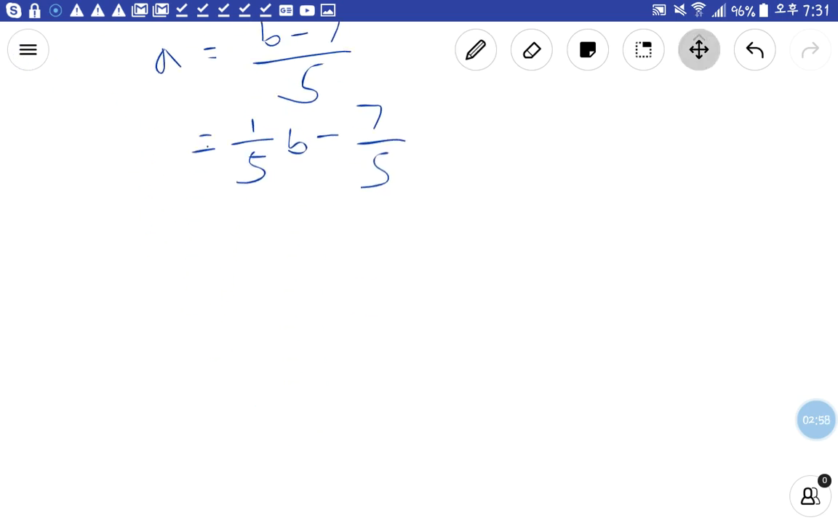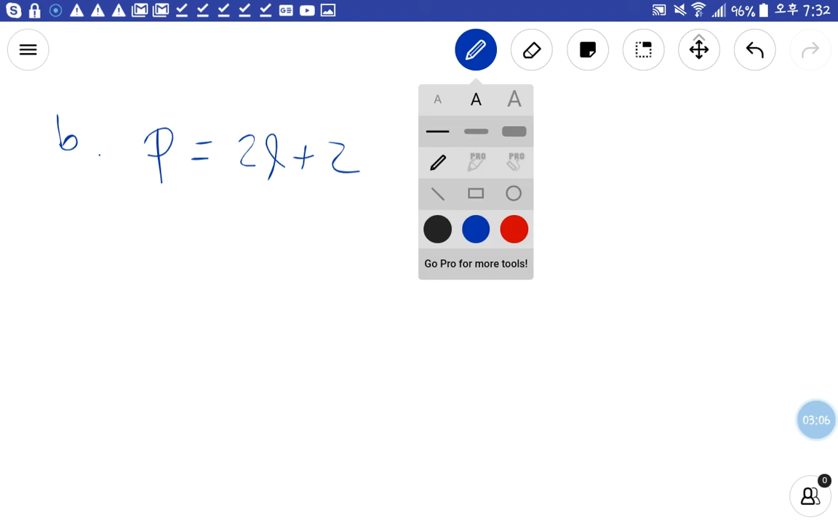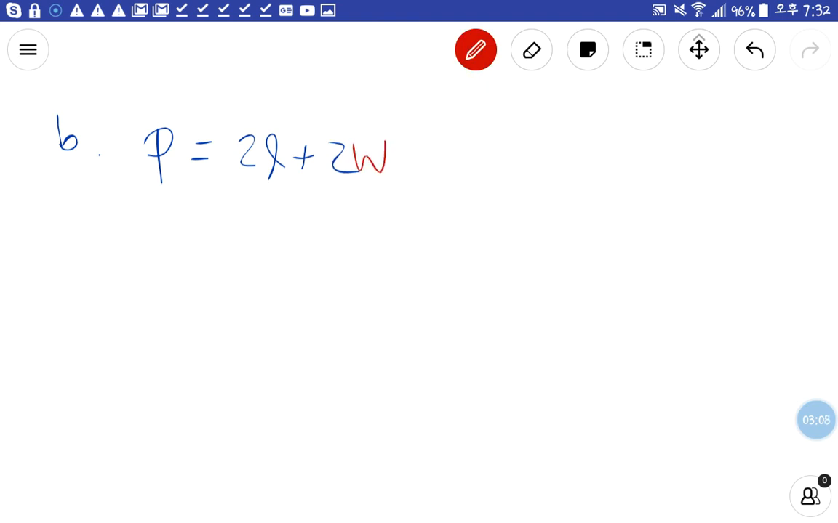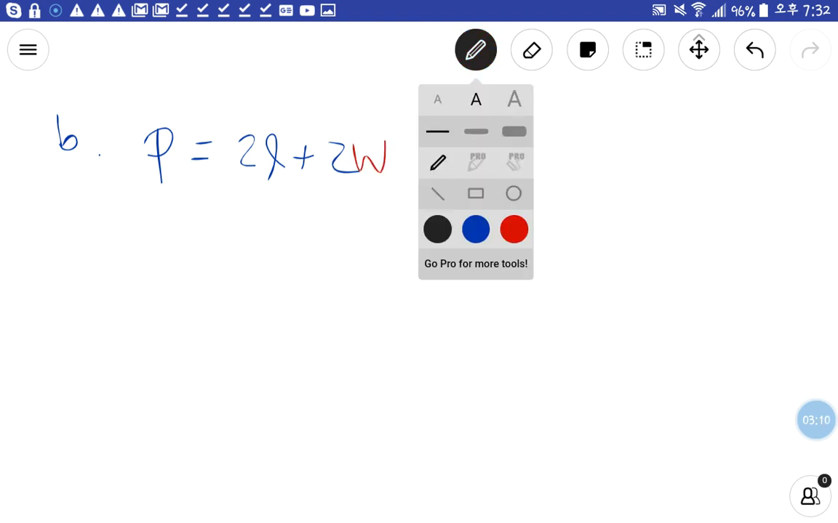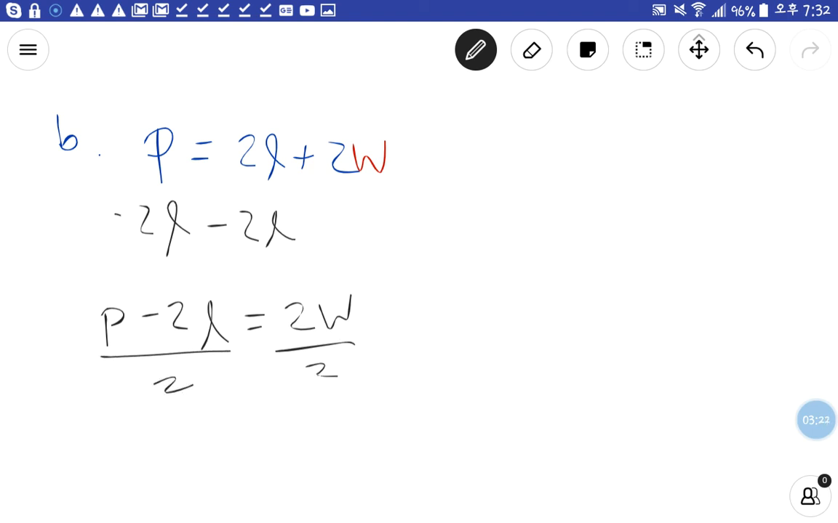Alright, let's go. B. I have P equals 2L plus 2W. So I have to leave W alone. What should I do first? I'm going to take 2L away. It will be P minus 2L equals 2W. Now divide by 2 so that I can leave W alone, and my W would be 1 over 2 P minus L.